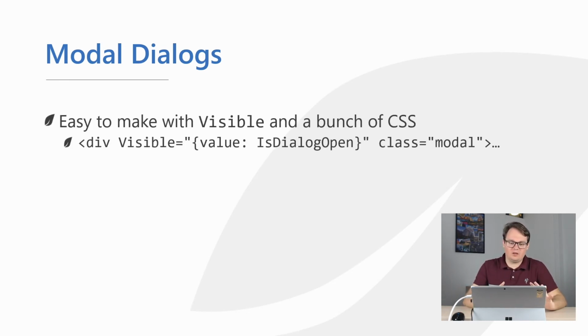If you want to create a modal dialog, it's quite easy to do with DotVVM. You have seen the visible property, so you can, for example, create a div, set its visible property to is dialog open or something like that, and use a few CSS classes to make it look like a modal dialog, so it will cover the page and it will display the content centered with position fixed and things like that in CSS.